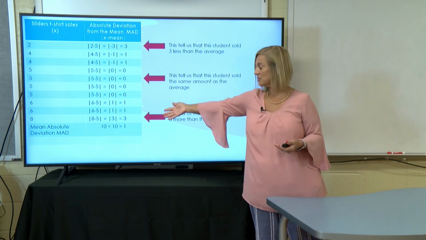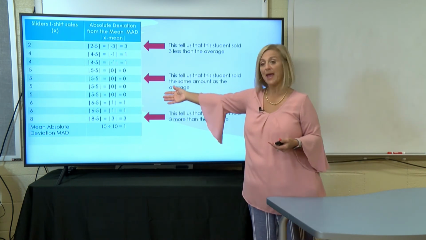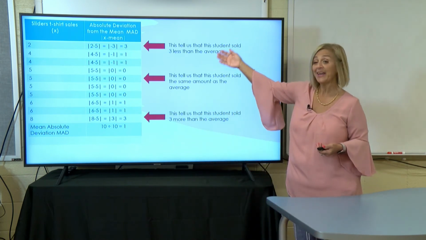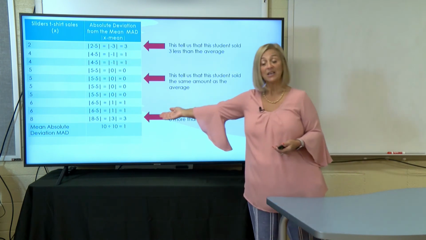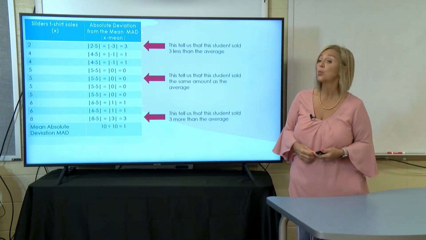And then we move on down to the bottom, which is 6 and 8, and we have some absolute values of 1 and 3. So when we add up all of the absolute deviations, we have 10. And 10 divided by 10 gives us 1.